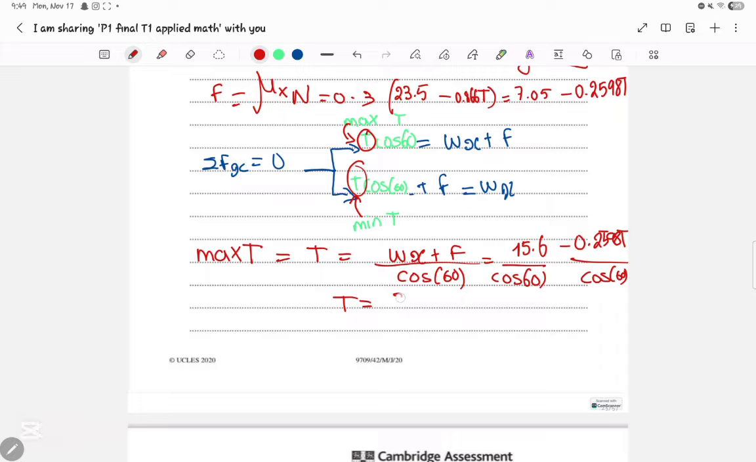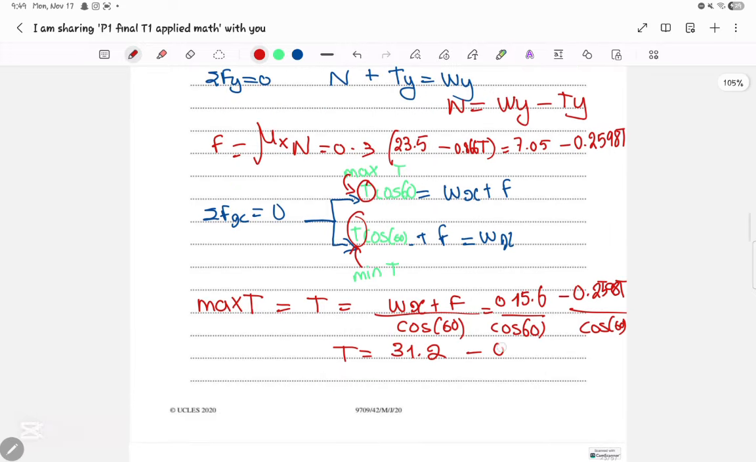So it's equal to 31.2 minus, what is 0.2598 over cosine 60? That's going to be 0.5196t. Now, how do I solve this? I'll move this to the other side. So I will get that my tension T is how much? It's going to be 1 plus 0.5196. So 1.5196 tension T is equal to what? Is equal to 31.2.